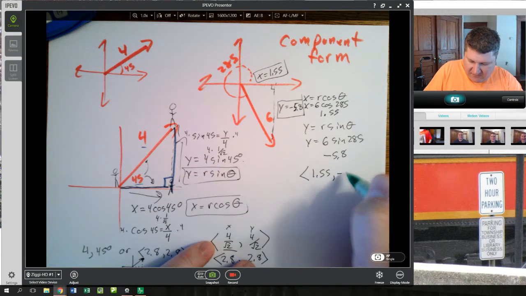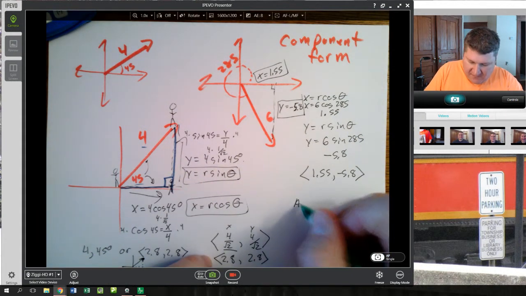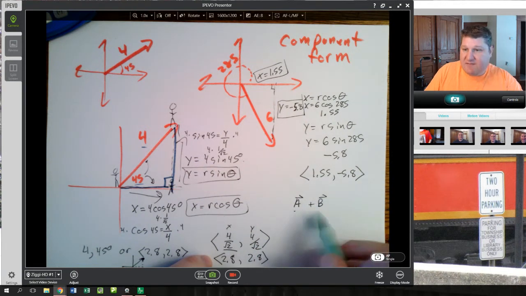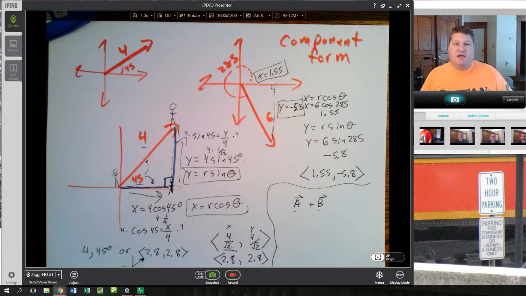1.55 comma negative 5.8. Now you say, okay, well, that's a lot of work to split one number into two numbers. But here's where it pays off. If I wanted to do the exact same problem that we did last time, which was a plus b, we had to do the big fancy triangle. We had to do law of cosines, law of sines. Here we don't have to do that.